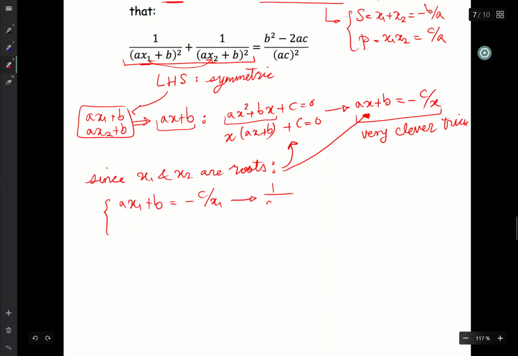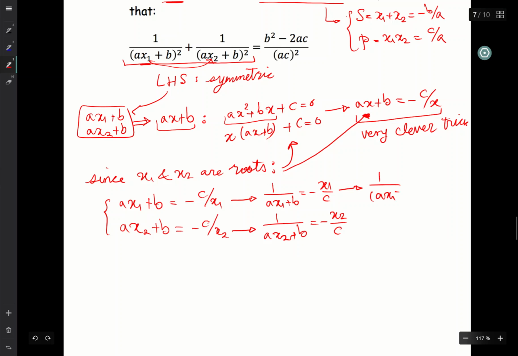Therefore 1 over (ax1 + b) is minus x1 over c. Okay, same thing, ax2 + b is minus c over x2. Therefore 1 over (ax2 + b) is minus x2 over c. And if I square this, 1 over (ax1 + b) squared is x1 squared over c squared. The same thing for x2, 1 over (ax2 + b) squared is x2 squared over c squared.